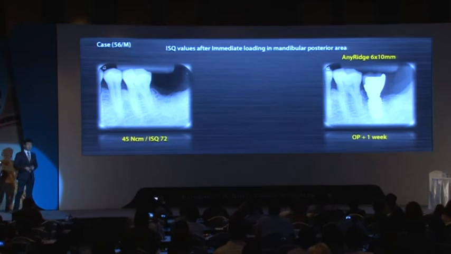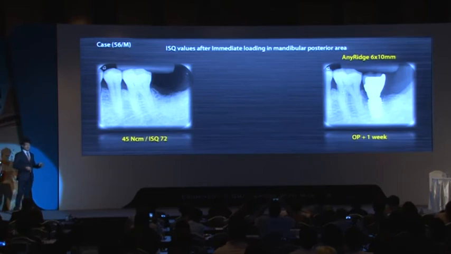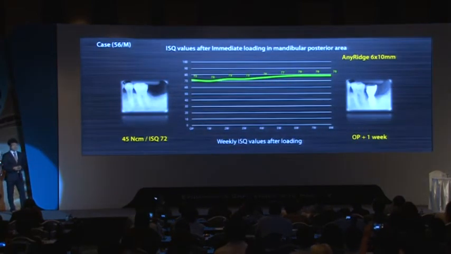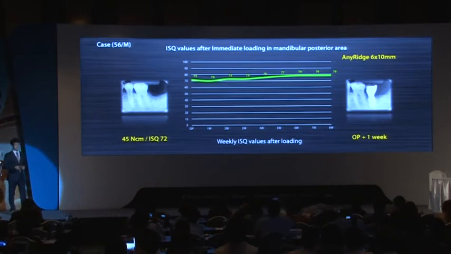How about the mandible? In the mandibular hillside, Anyridge was placed, and the final prosthesis was delivered 1 week postoperatively, and unscrewing the prosthesis and measuring ISQ values were performed too. In the mandible, ISQ values were also stable and gradually increased with time. It's amazing.